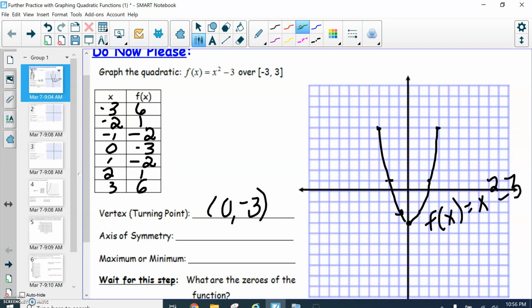Okay, the axis of symmetry, so remember that's the vertical line that goes through the vertex. So since it's a vertical line, it always begins with x equals. So in this case, it's x equals 0. And since my graph opens upward, it has a minimum value.